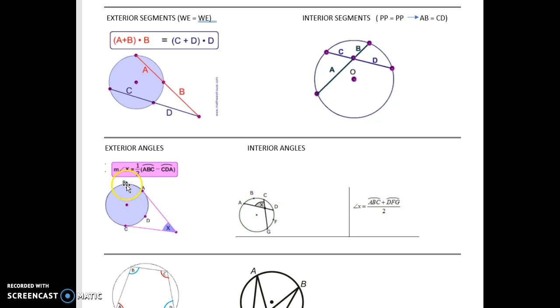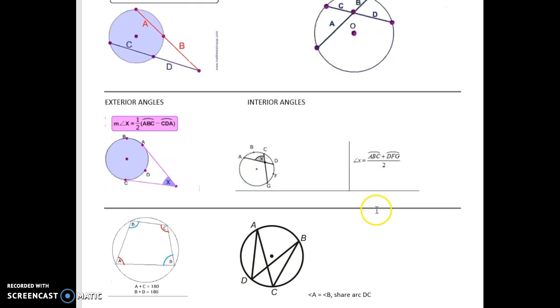You take the major arc, which happens to be right here, ABC, and you subtract the minor arc right here, which is CDA, and you take half of it, which is how you get the 1/2 major minus minor. That's the exterior angle. Interior angles, again, the inside of the circle, but not touching the center and not touching the outside. That's an interior angle. This would be the major arc plus the minor arc divided by 2, and there's the formula for that.